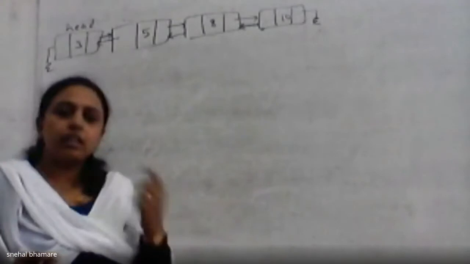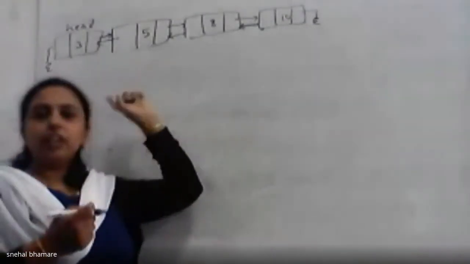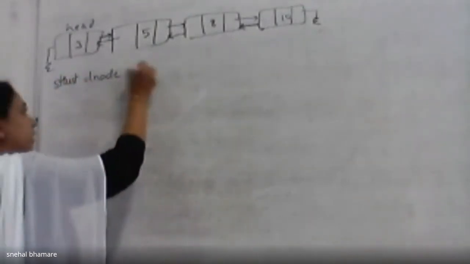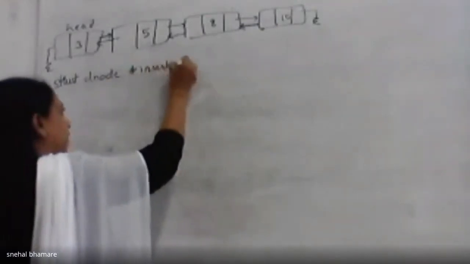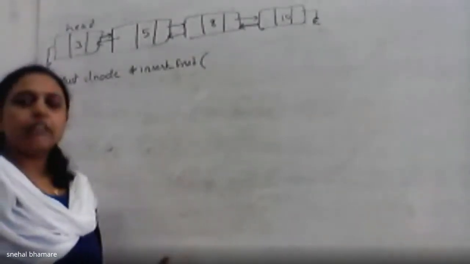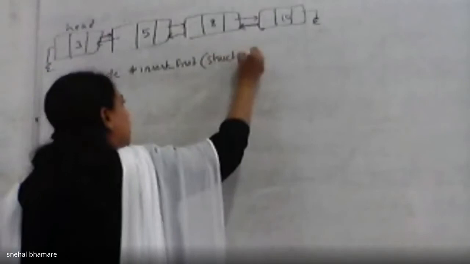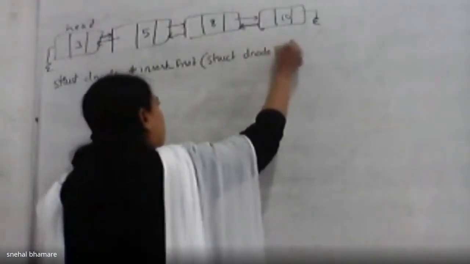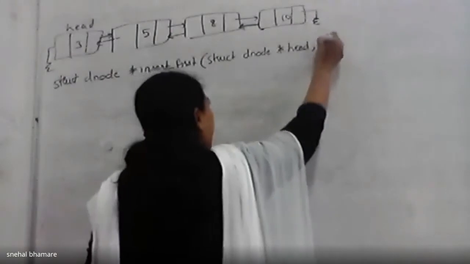Okay. Now the insertion function, after inserting a new node to it, will return the head of the new linked list to the calling function. Hence its data type will be struct node pointer. The function name is insert at first, and the parameters will be the head of the previous linked list as well as the data value of the new node, right? So struct node pointer head, comma, and the x value.